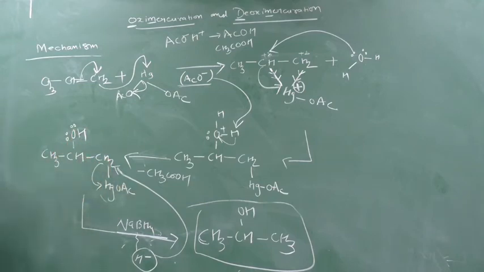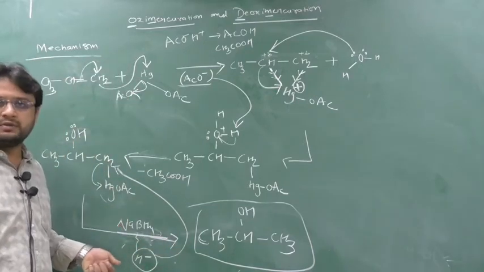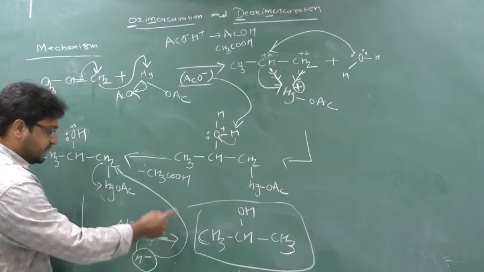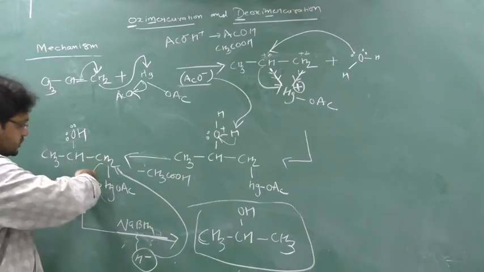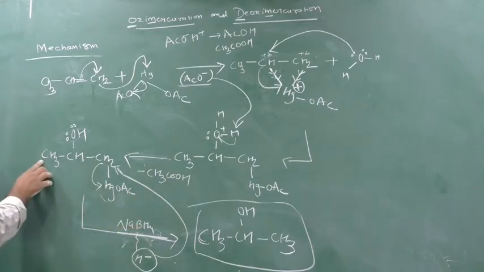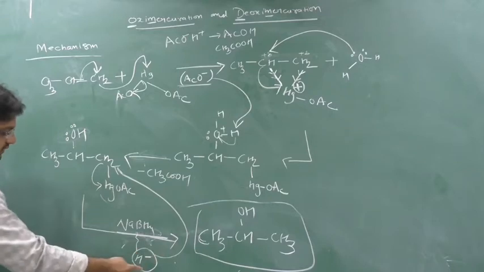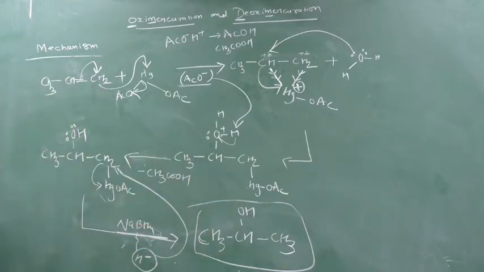Now who will remove this HgOAc? Sodium borohydride. Sodium borohydride is a hydride, it will give us H minus. So this H minus will attack this CH2, and CH2 will release this HgOAc. So HgOAc will be removed. Here it was CH3, so CH3, CH, OH, and this CH2 will react with this H and form CH3. Clear this part?